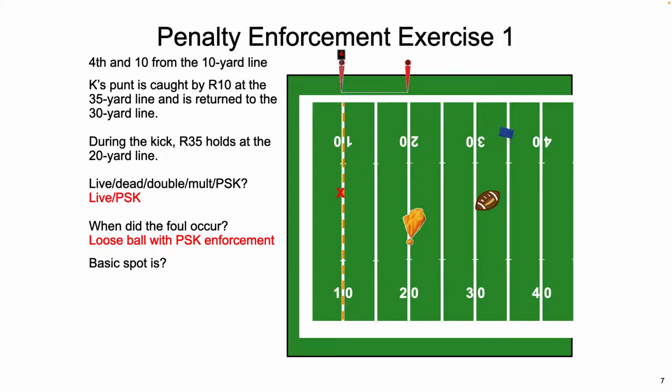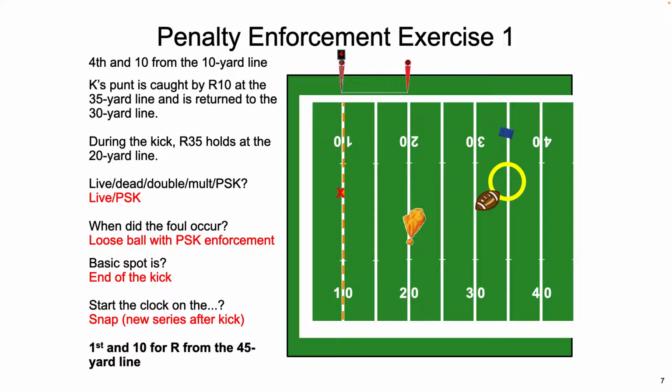The basic spot for a foul like that is the end of the kick. So the kick ended at the 35-yard line where it was caught. So that's where our enforcement spot will be. And in this case, we had a hold, so it'll be a 10-yard penalty from 35. And we will start the clock on the snap because we have a new series after a kick. So if we back it up 10 from the 35, it'll be 1st and 10 for R from the 45-yard line.